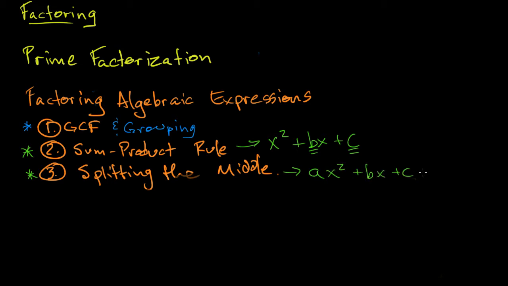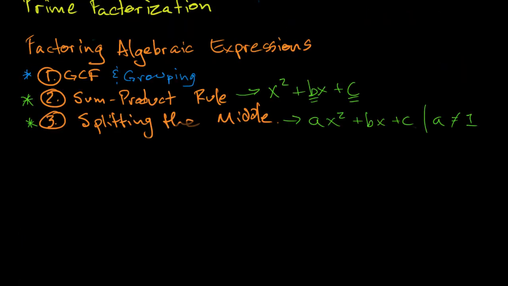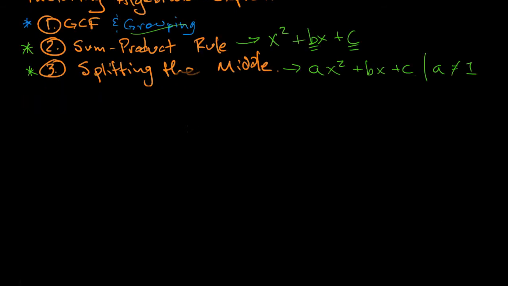plus c, and we generally use it where a is not equal to 1. Notice that if a is equal to 1, we could use this strategy, x squared plus bx plus c. In order to factor by splitting the middle, you actually need to understand the other strategies that we've talked about. Splitting the middle involves factoring by grouping, and it's very similar to the sum product rule. If you can do those two things correctly, then you can split the middle.